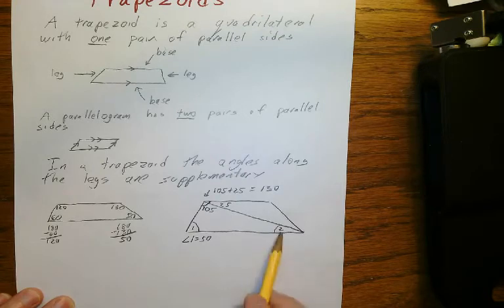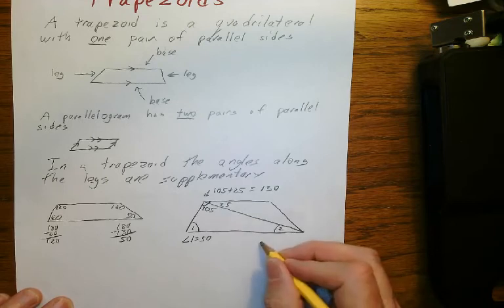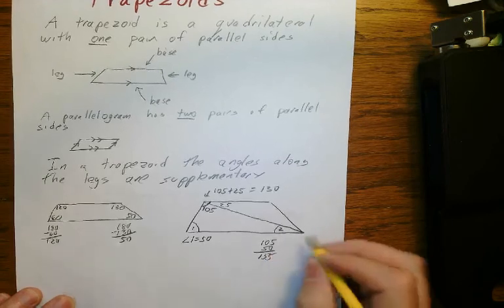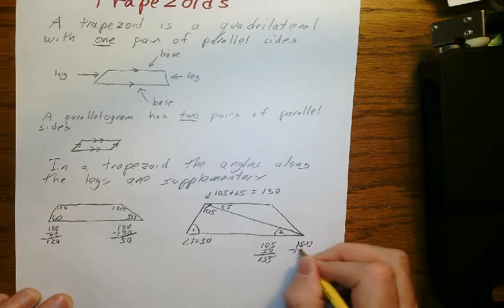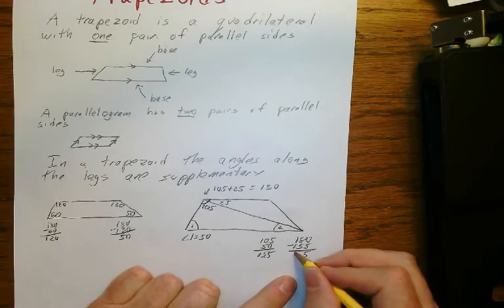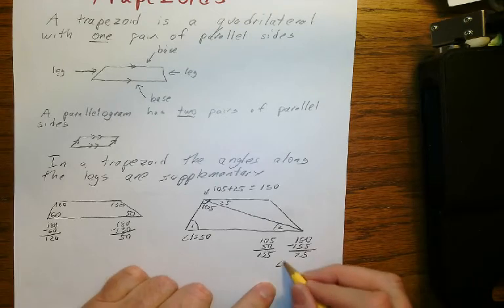Now, how are we going to get angle 2? Because I have nothing up here. However, what we do have is a triangle, and we have two of the angles, 105 and 50. We know that the three angles of a triangle always add up to 180. So if I take the 105 and 50, I get 155. So if I subtract that from 180, I get 25 for angle 2.